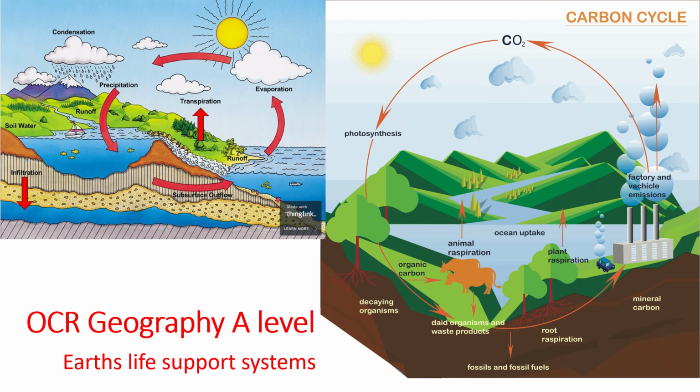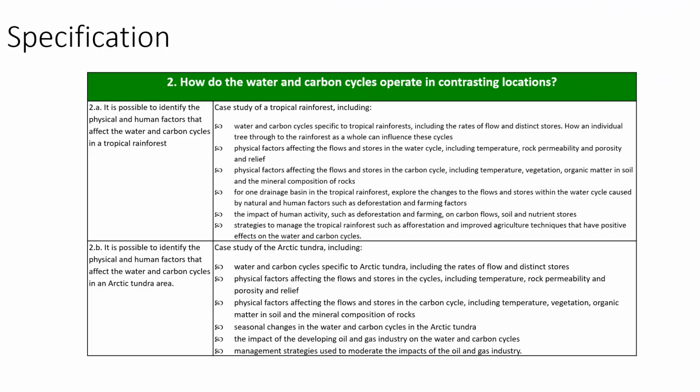Today we're going to be thinking about Earth's life support systems, which is part of the OCR Geography A-Level specification. We're specifically going to be looking at key question 2, how the water and carbon cycle operate in contrasting locations, and here we're going to be focusing on the tropical rainforest.